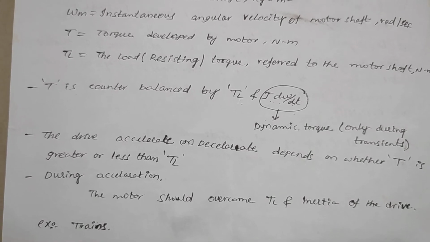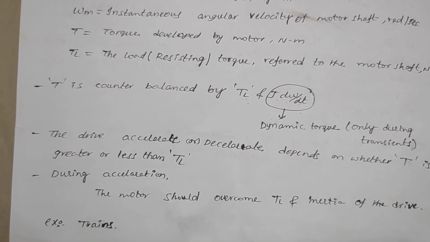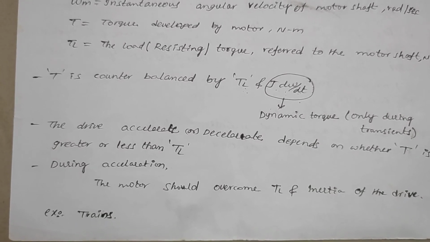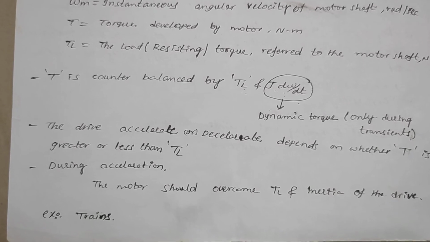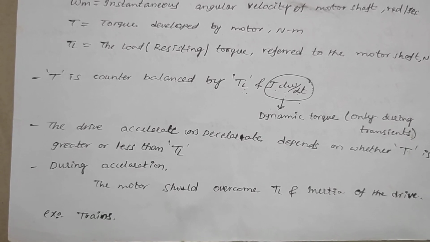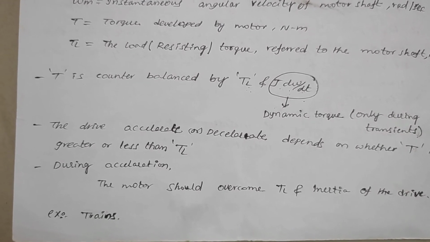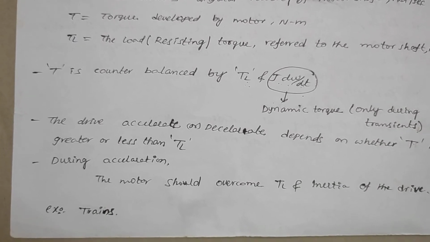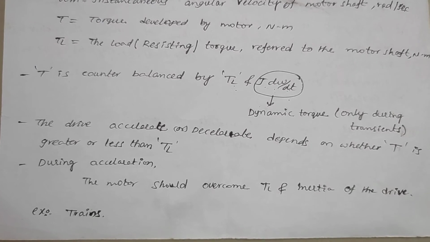Simply, we can remember that if T is greater than TL, the drive is in acceleration mode, because all other opposing torques exist only during the transient operation: J into d omega by dt, the friction, the wind. That's why we consider that if T is greater than TL, the drive is in acceleration mode. If T is less than TL, the drive is in deceleration mode.